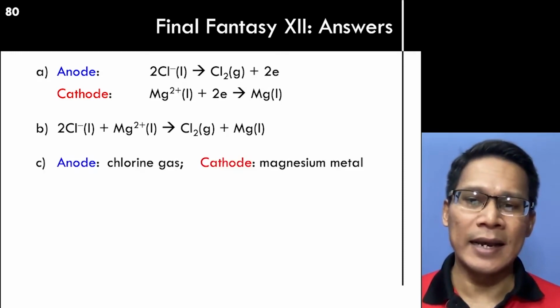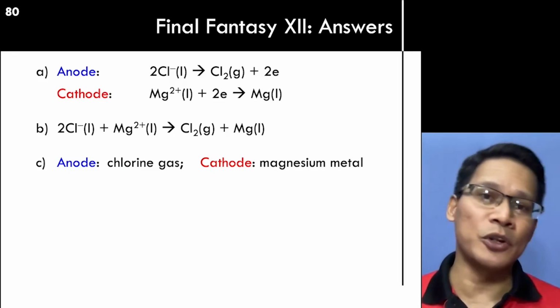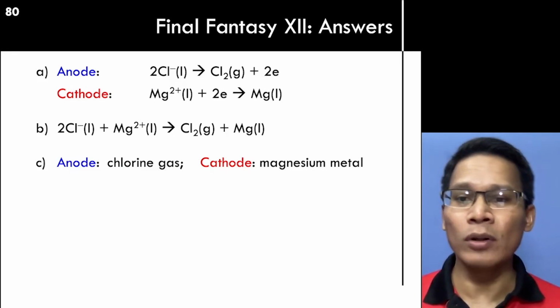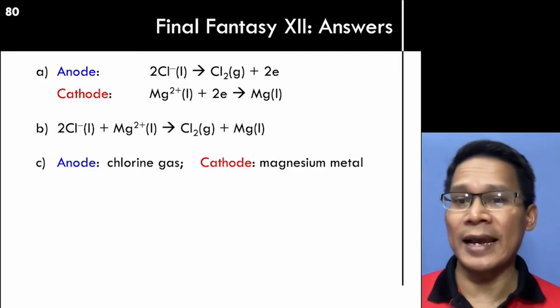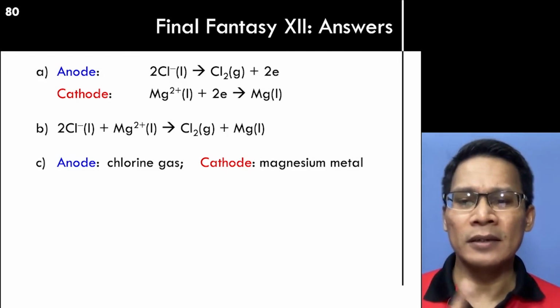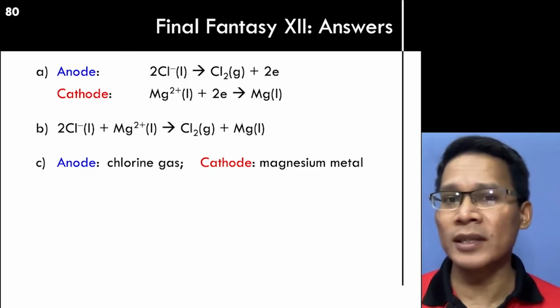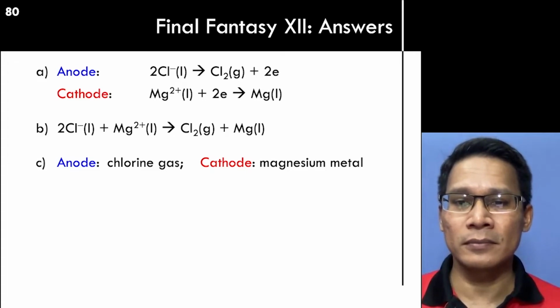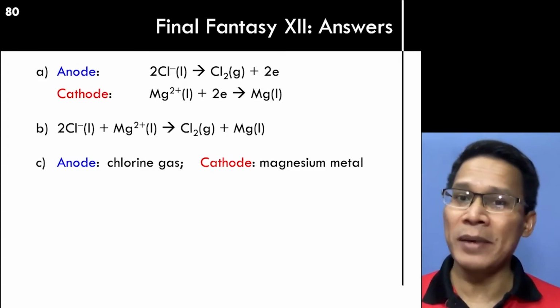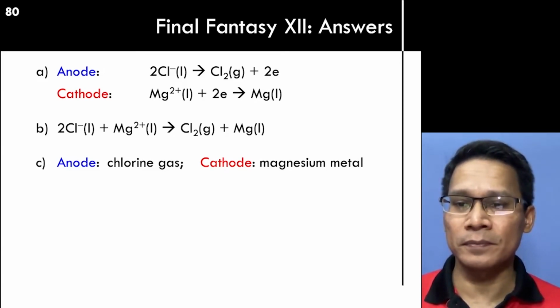For C, as can be seen in the half reactions above, chlorine gas is produced at the anode and molten magnesium is produced at the cathode. Why molten magnesium? This is due to the high temperature required to produce the molten electrolyte. So any metal produced which are normally solid at room temperature will melt at this high temperature.